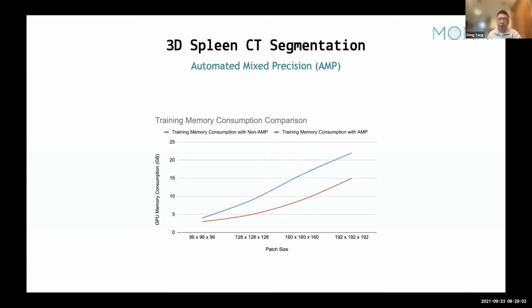Another benefit of AMP is that it reduces the training memory consumption. This shows the memory consumption during training. Across different patch size settings, the memory consumption with AMP is always lower than without AMP. And as the input patch size grows larger and larger, the memory reduction rate becomes larger and larger. That eases the burden of GPU memory consumption with larger medical images.